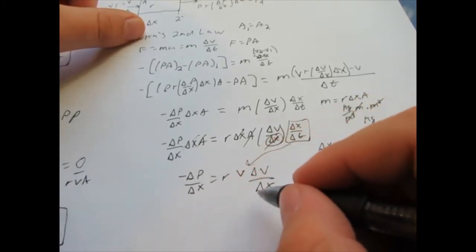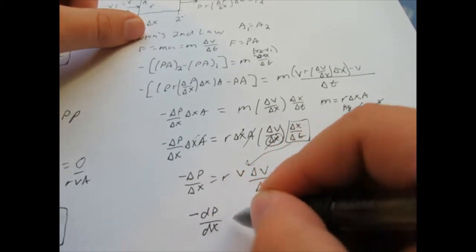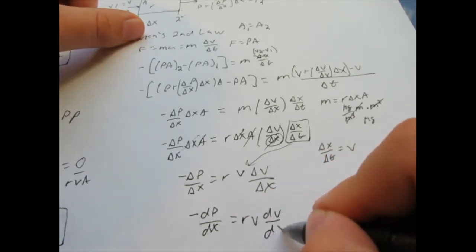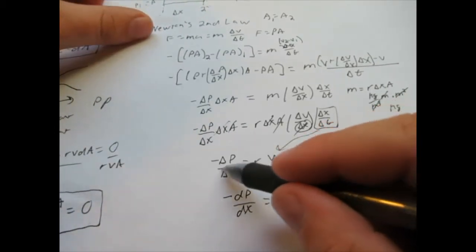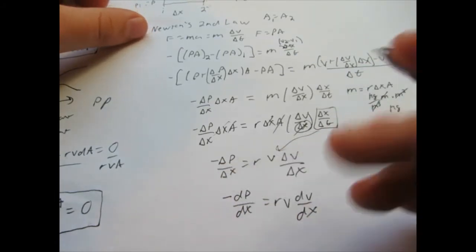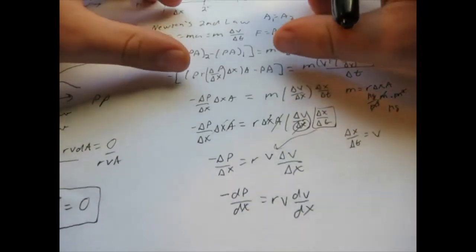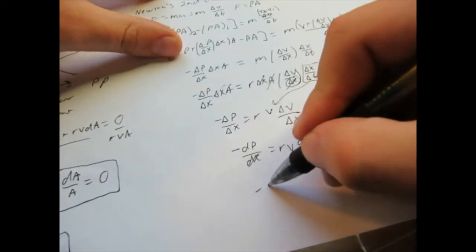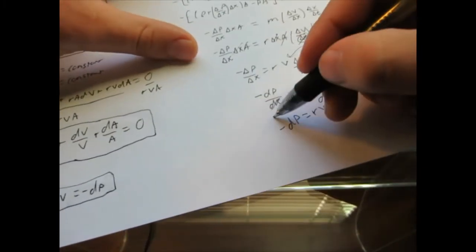So then this can be written in differential form. So negative dP over dx equals RV delta V over delta X. Okay, so delta P, this is change dP. Sometimes I might say delta when I mean d. So this is just a differential, a change. That's how you can think of it. And then our delta x's cancel, and you're just left with negative delta pressure equals RV delta V. So that's an important result.